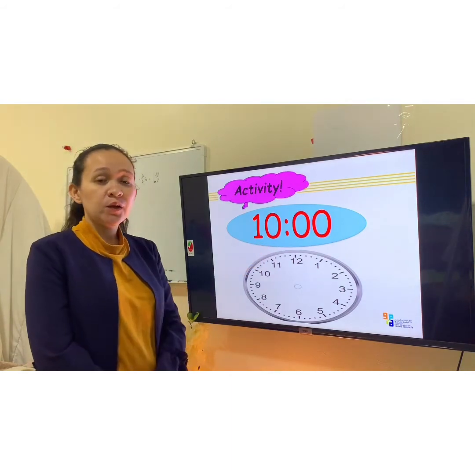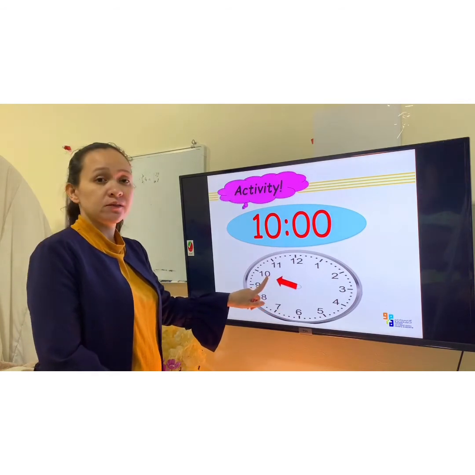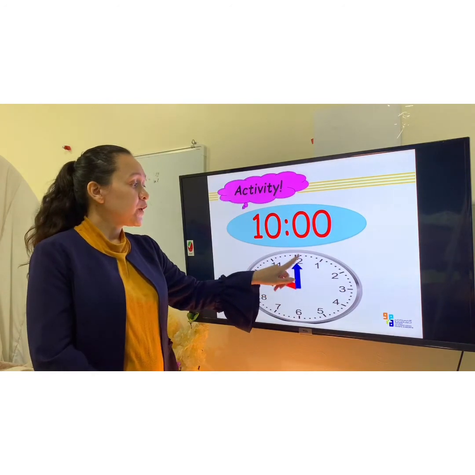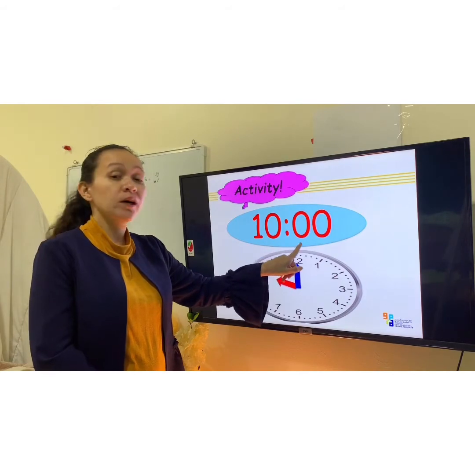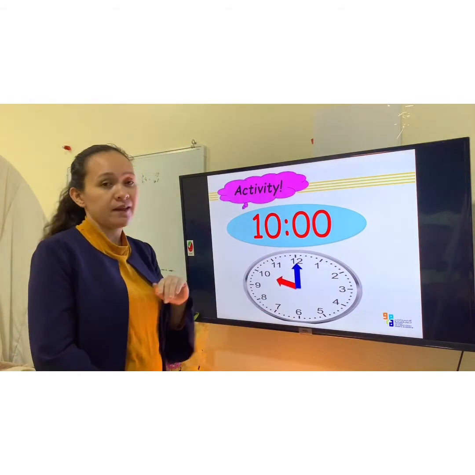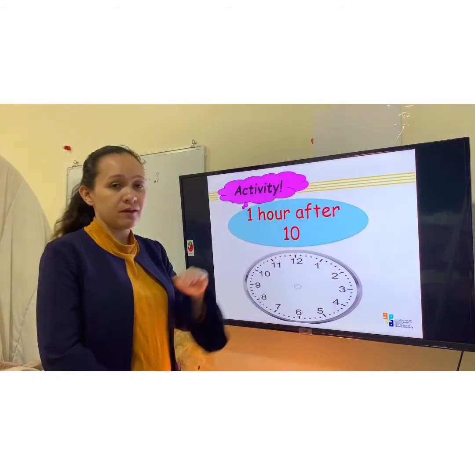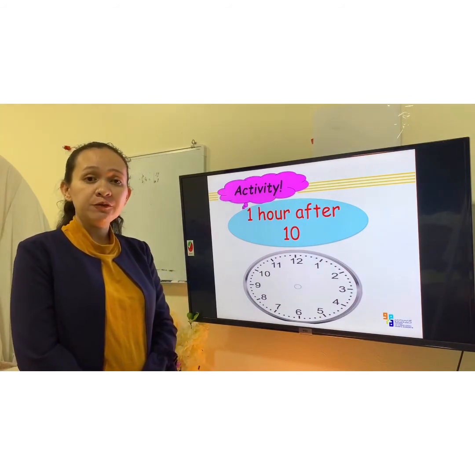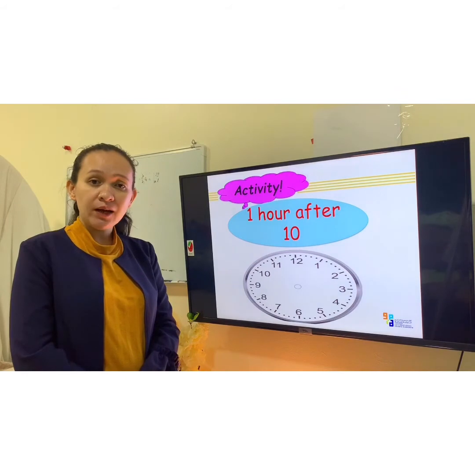The time is 10. Where are the short hand and the minute hand pointing? The short hand is pointing to 10 and the longer hand is pointing to 12. Remember, once the minute hand is on 12, this is 0, 0. So the time is 10. Let's move to another question. 1 hour after 10. I will give you again another 5 seconds to answer. 5, 4, 3, 2, 1, 0. Timer's up. What is your answer?